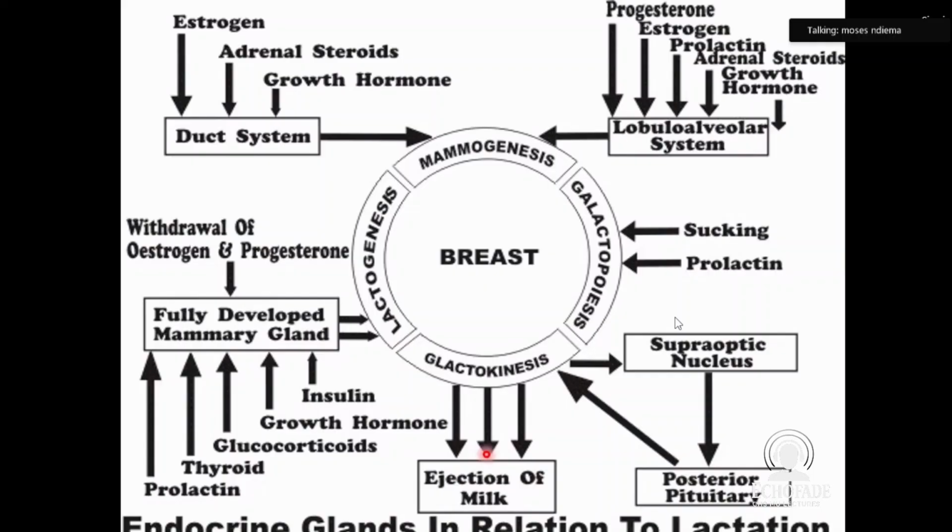But remember, the hypothalamus receives sensory information. So by suckling, you are stimulating sensory information from the breast that is sent to the hypothalamus, and then the hypothalamus stimulates oxytocin release, and in the posterior part of the pituitary, the milk-ejecting hormone is released.